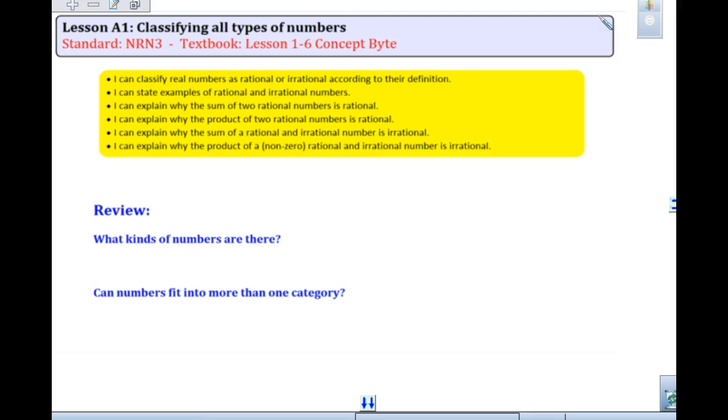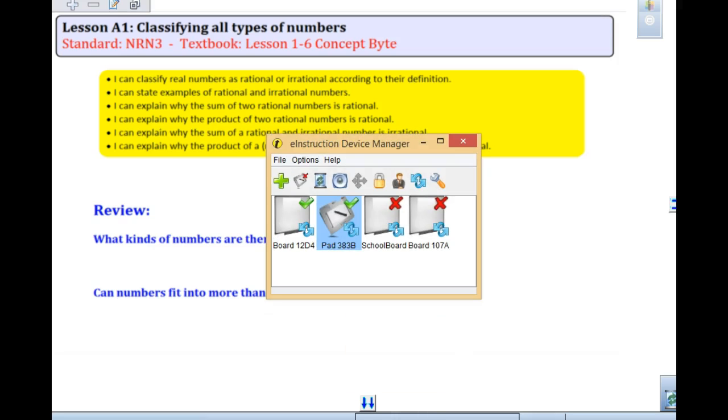So, kinds of numbers. Up at the top, you're going to see the I can statements. I can classify real numbers as rational and irrational according to their definition, so we're going to be talking about that. I can state examples of both rational and irrational. I can explain the sum of two rationals, how that could be rational, and the product of two rationals is going to be rational.